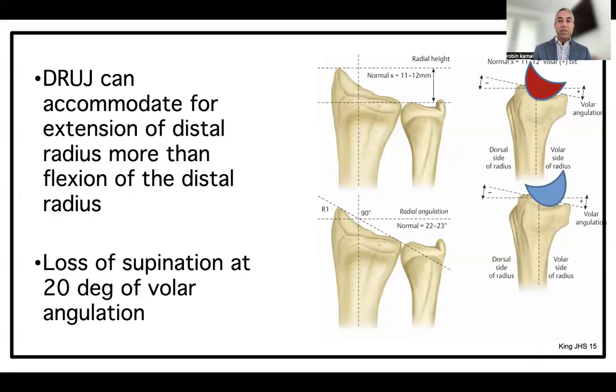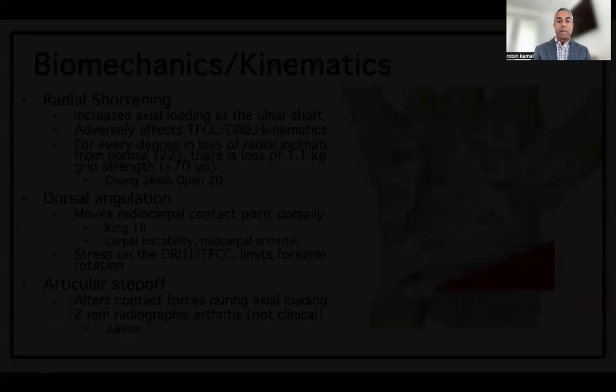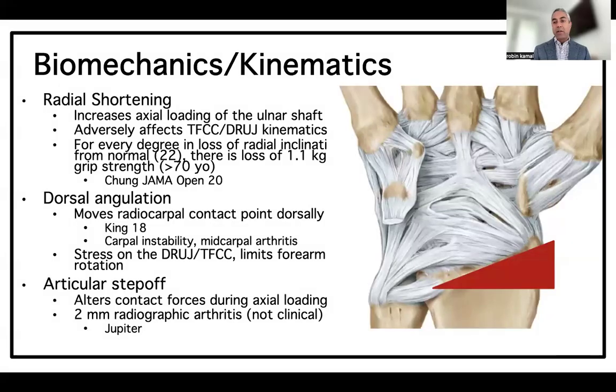The DRUJ, or the distal radial ulnar joint, can accommodate extension far more easily than it can flexion at the distal radius. And so you lose supination with 20 degrees of volar angulation of a distal radius fracture, as an example. There are other biomechanical effects of distal radius fractures. One is radial shortening. So as the radial column continues to shorten, the volar capsule tightens and prevents ulnar deviation of the wrist.